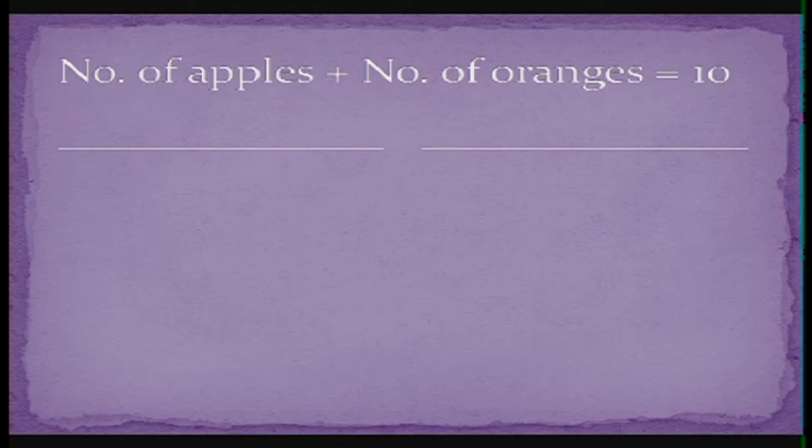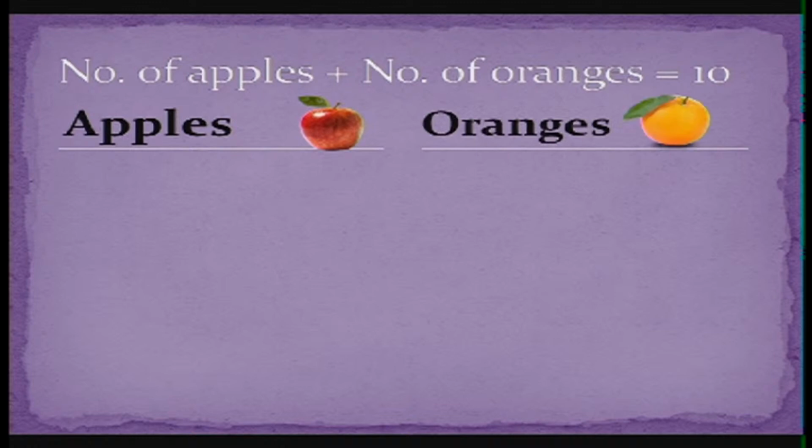Number of apples plus number of oranges is equal to 10. So, let's try to find out how many apples and how many oranges did they buy. We use a method called trial and error. If there is 1 apple, there should be 9 oranges. If there are 2 apples, there should be 8 oranges. If there are 3 apples, there should be 7 oranges. If there are 4 apples, there should be 6 oranges. In this way, when we try to find out, it could be 9 apples and 1 orange.